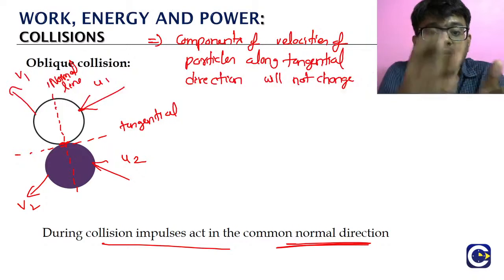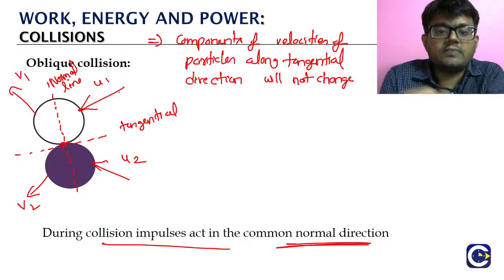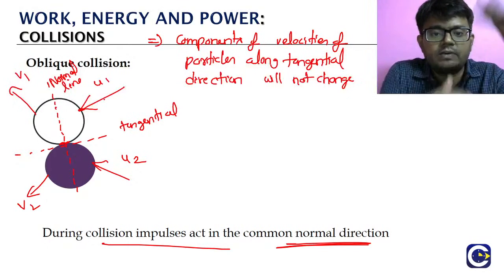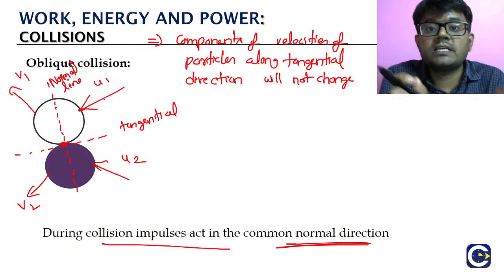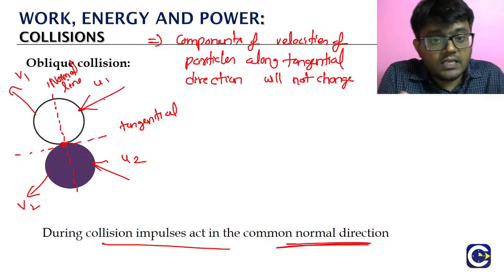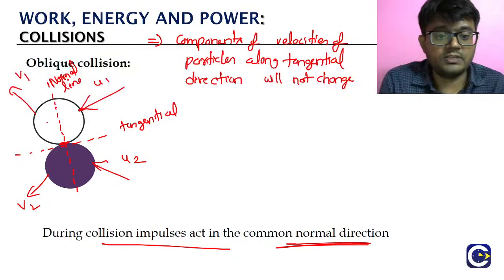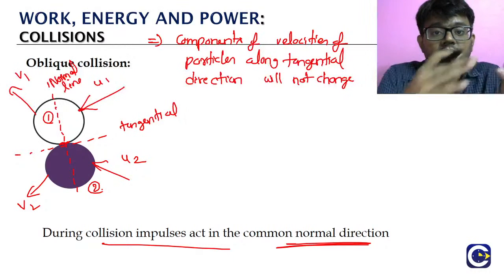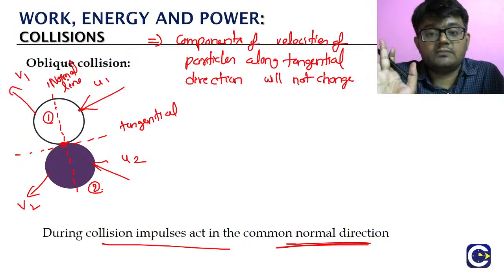Because the impulse forces are acting only along the normal line. For object 1, the initial velocity is u1, and we can split it into components: one component along the normal direction and one along the tangential direction. The component of velocity in the tangential direction does not change, because in that direction no impulse force is acting. Similarly for the second particle, the component of velocity along the tangential direction does not change.